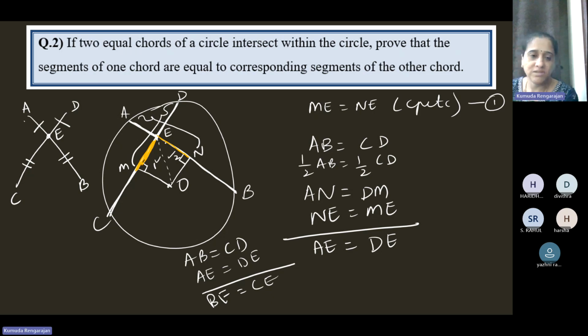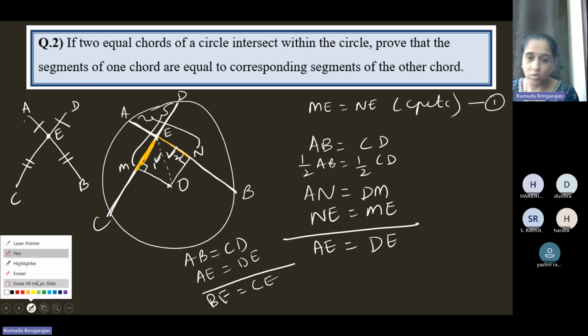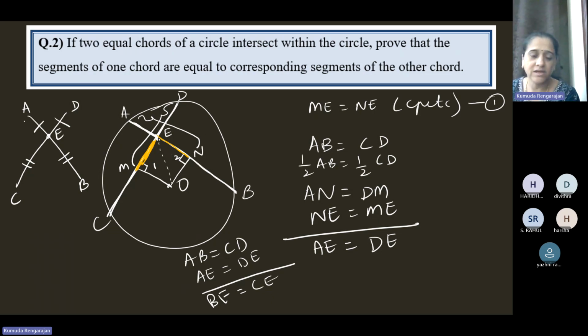And by CPCT, we will have ME is equal to NE, because ME is a side of this triangle and NE is a side of this triangle. When you show that these two triangles are congruent, their corresponding sides or corresponding angles will be equal. So now we have to write the most relevant information. So let's write ME equals NE. I've marked it yellow.